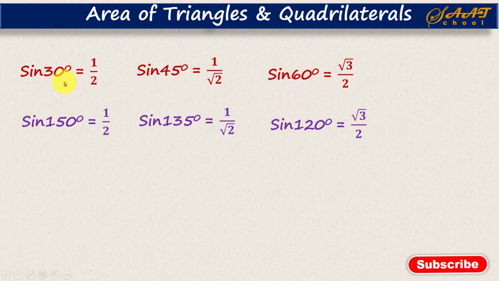So for acute angles we use these angles, and for obtuse angles, that is, more than 90 and less than 180, we use these angles. So you have to remember the values of sine 30, 45, 60 as well as 150, 135 and 120.